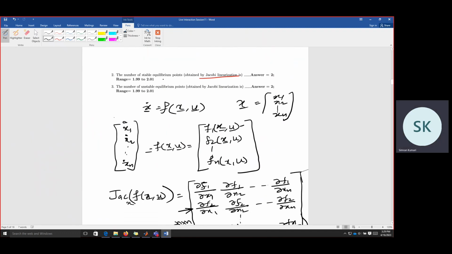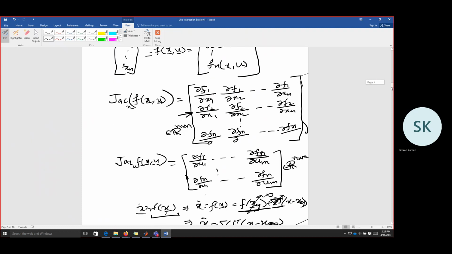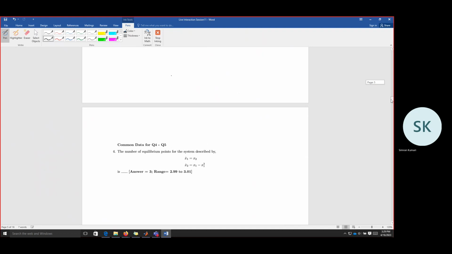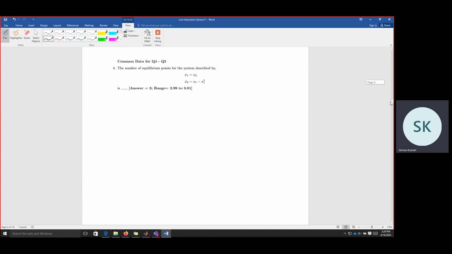So what we get, number of stable equilibrium point is 2, and number of unstable equilibrium point for this system is also 2. Okay. We'll proceed to next question.